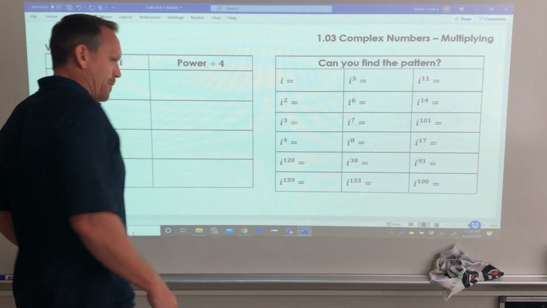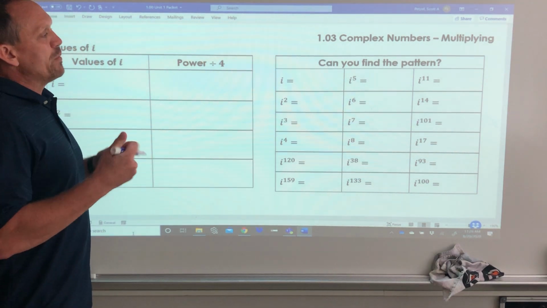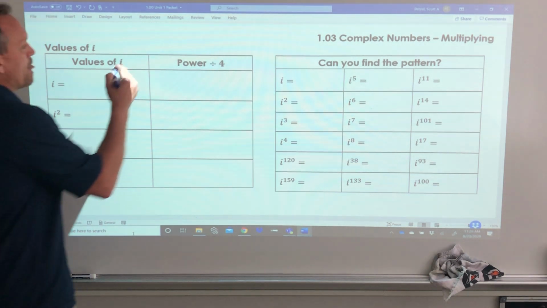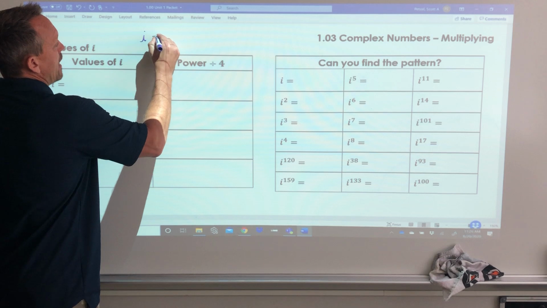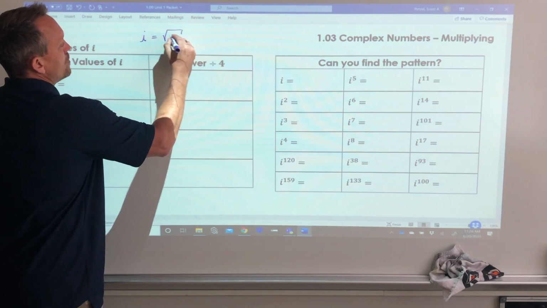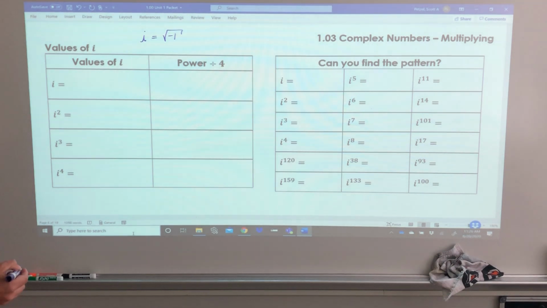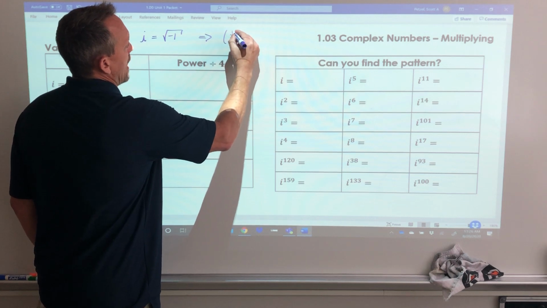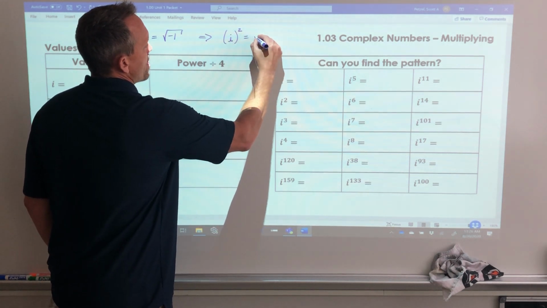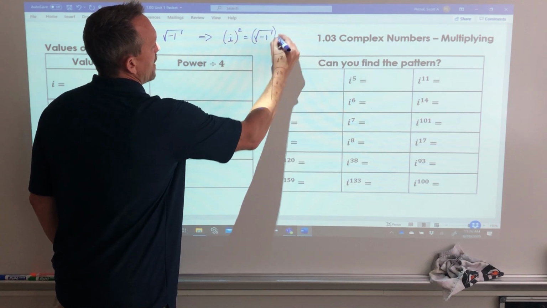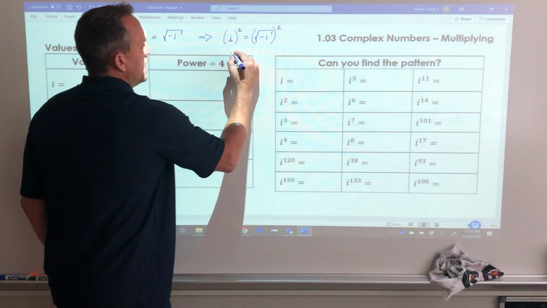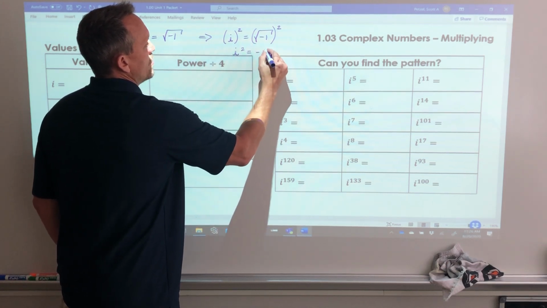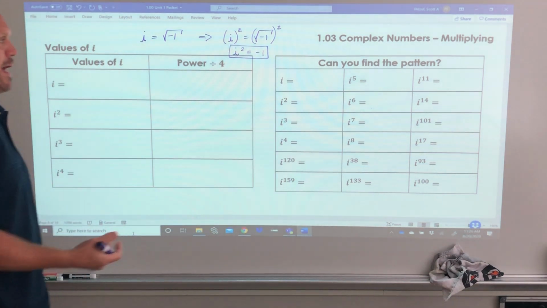Solid. All right, beautiful. So before we start multiplying, we gotta talk about i and what i is equivalent to. We were told previously that i was equal to the square root of -1, right? And then if we squared the square root of -1, then i squared was equal to -1.